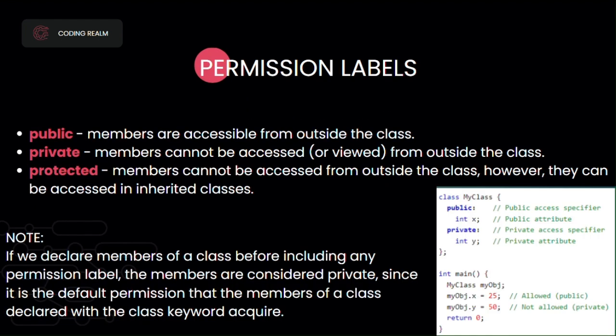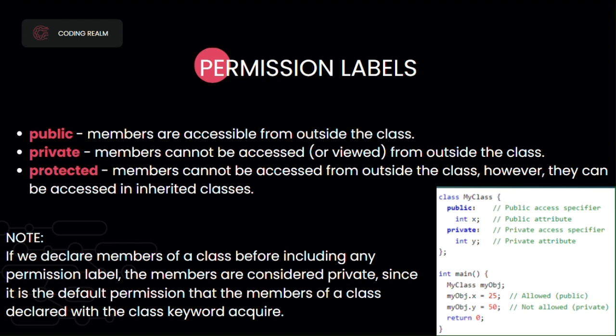Permission labels. Public members can be accessed from outside the class. Private members cannot be accessed or viewed from outside the class. Protected members cannot be accessed from outside the class, however, they can be accessed in an inherited class. We will show inheritance in object-oriented programming in the next video. Note, if we declare members of a class before including any permission label, the members are considered private, since it is the default permission that members of a class declared with the class keyword acquire.